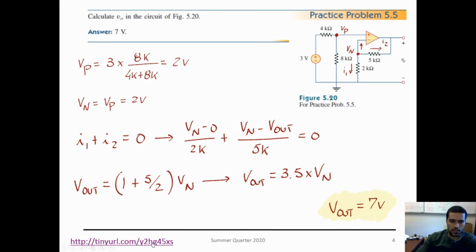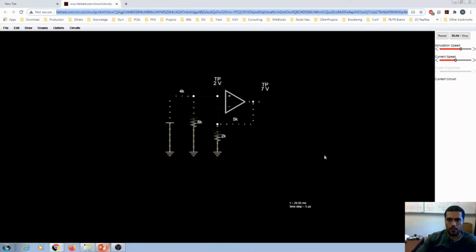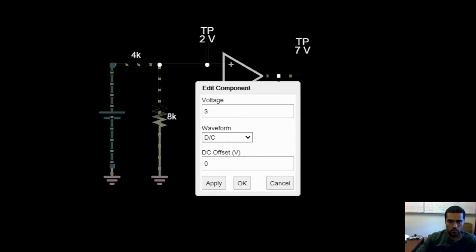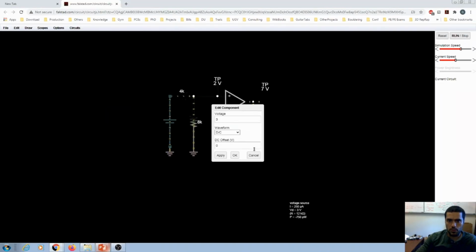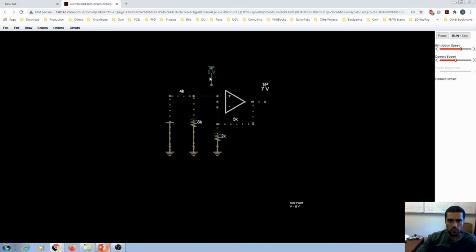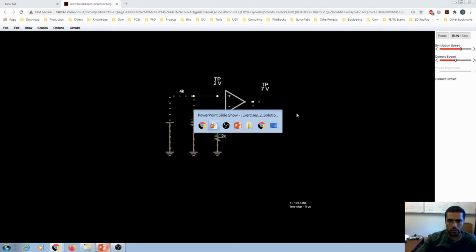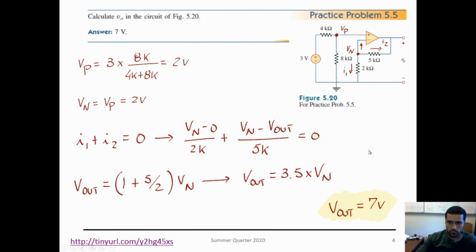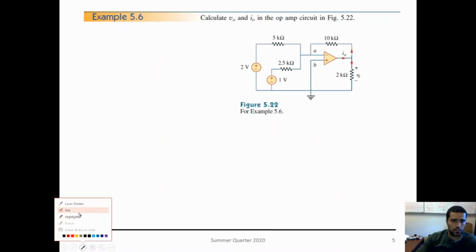So let's use Falstad to validate our answers. That's what we get here. We have our op amp and the voltage divider. We have here our 3 volts input. Cool. We have 2 volts on the VP. I can go and measure the VN, 2 volts. So everything works great. All right, let's go back to our presentation and move on to the next circuit.